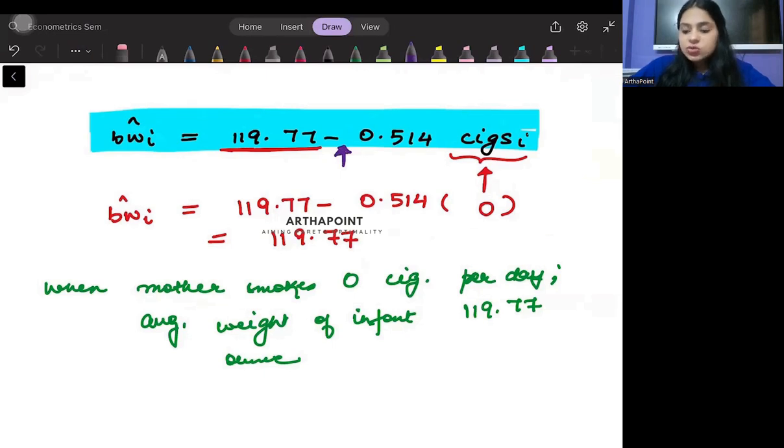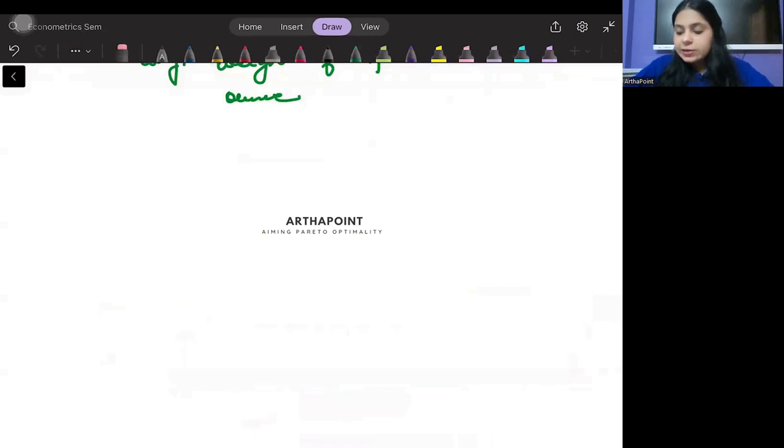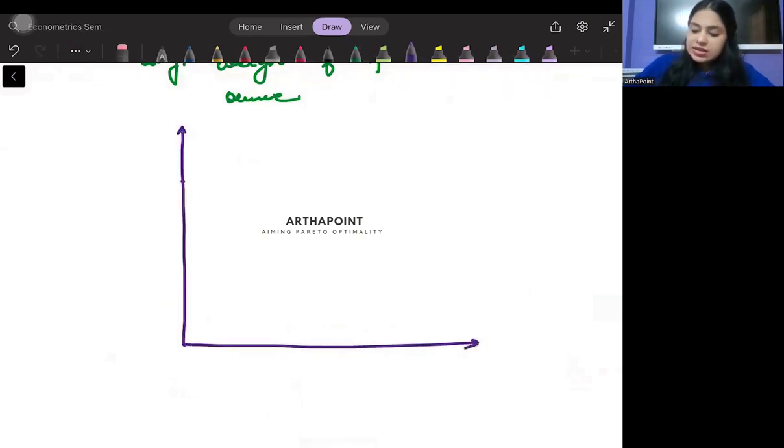Acha, now the second thing that is to be understood is this negative sign. The negative sign shows that there is an inverse relationship between birth weight and the number of cigarettes smoked. So as the number of cigarettes smoked increases, the birth weight of the infant decreases, right? So I can draw a downward sloping line. It will be a line because it's a linear relationship.